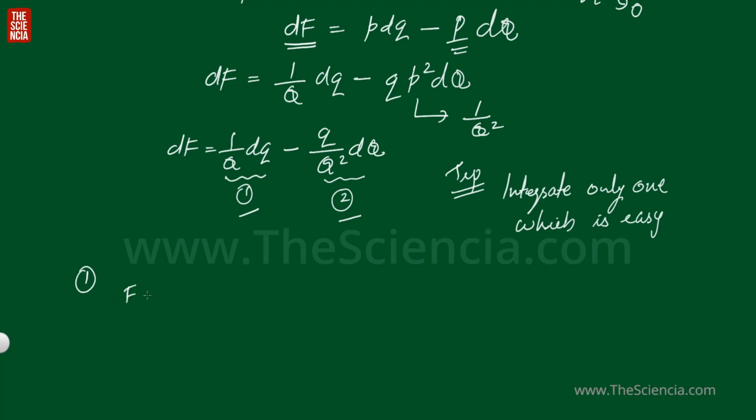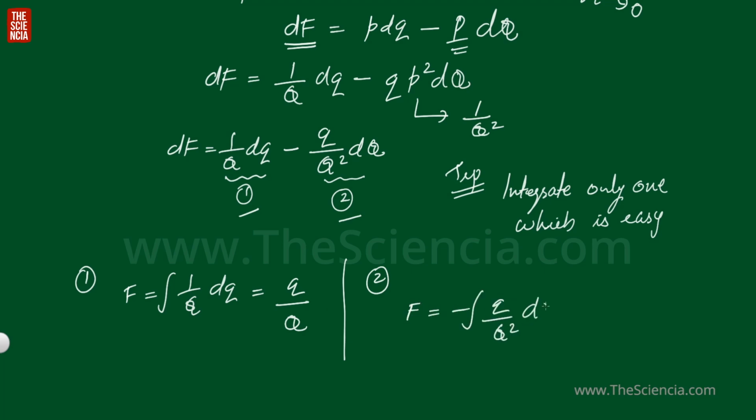So I get f is equal to integral 1 by q dq. So I get this is equal to q by capital Q. You can check option 2 also. Again, you get the same answer. Please try. That is f equal to minus integral q by q square into dq. So to find f, you don't need to integrate both equations. You have to choose only the one which is easy to integrate. Okay.